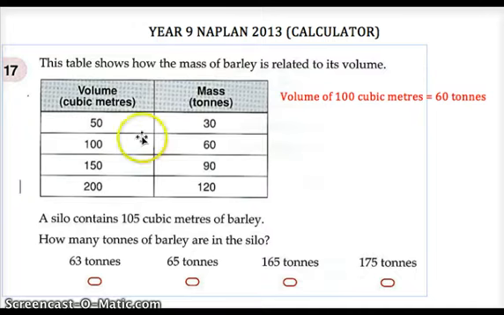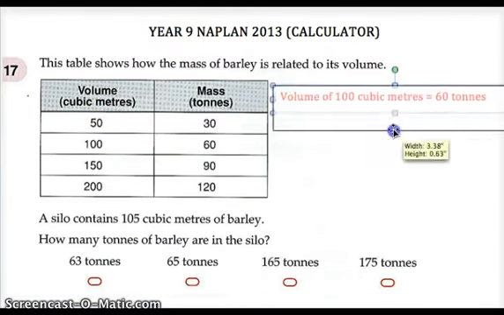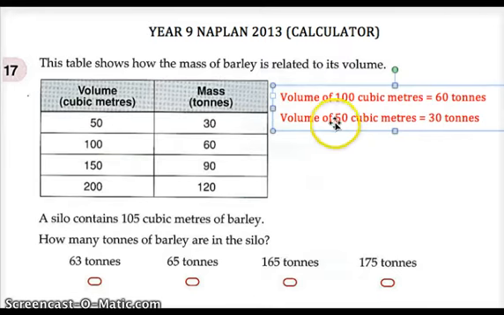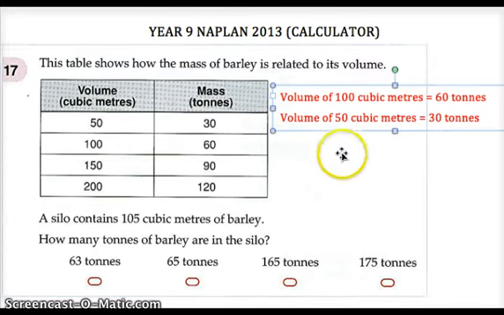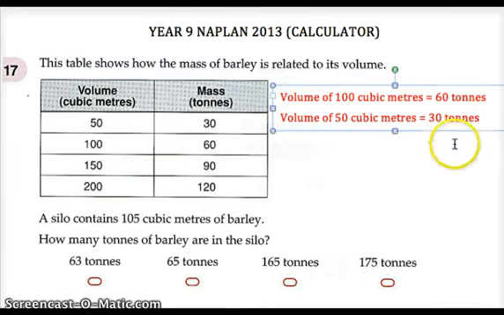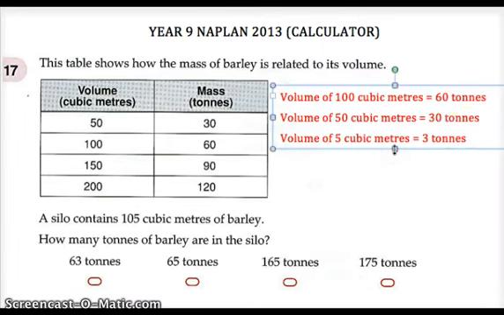100 cubic metres is 60 tonnes. Now we still need another 5 cubic metres of barley. Now we know that 50 cubic metres is 30 tonnes, so we'll just write that down as well. So we know that 50 cubic metres is 30 tonnes, but we only want another 5 cubic metres. So to get 5 cubic metres, you would divide 50 by 10 to get 5. So you'd do 30 divided by 10 is 3 tonnes. So therefore 5 cubic metres would be 3 tonnes.